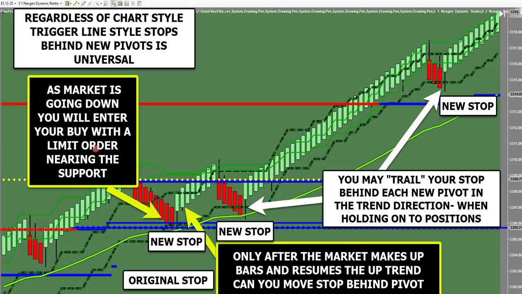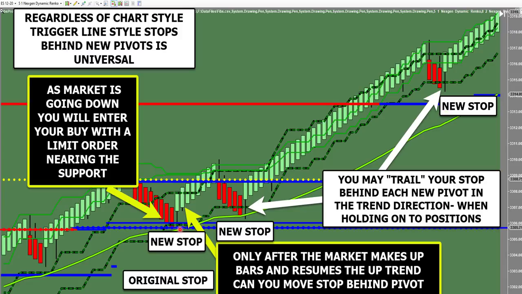Now, if you get into a position and the market starts going up and then makes a little retracement and then goes up again, you can go from your original stop to your first move stop behind a pivot. And if you make a higher pivot, you can put a new stop in. And if you're still in a position and the market goes up and makes a new pivot, you can put a stop behind the new pivot. And again, sometimes this is the technique that gets used when it's a very strong trending market.